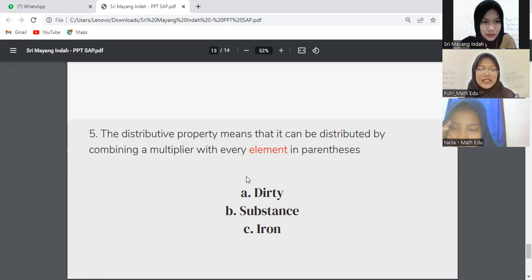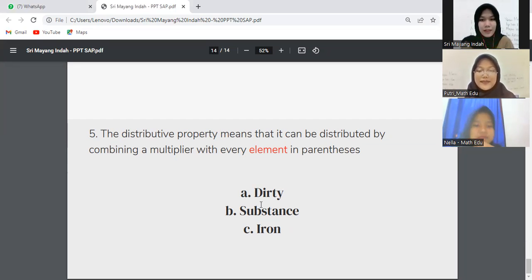Okay, the last question. The distributive property means that it can be distributed by combining a multiplier with every element in parentheses. The answer is C, miss. Iron. Sorry, miss. I think the answer is B, substance. Great. So the best answer for element refers to substance.